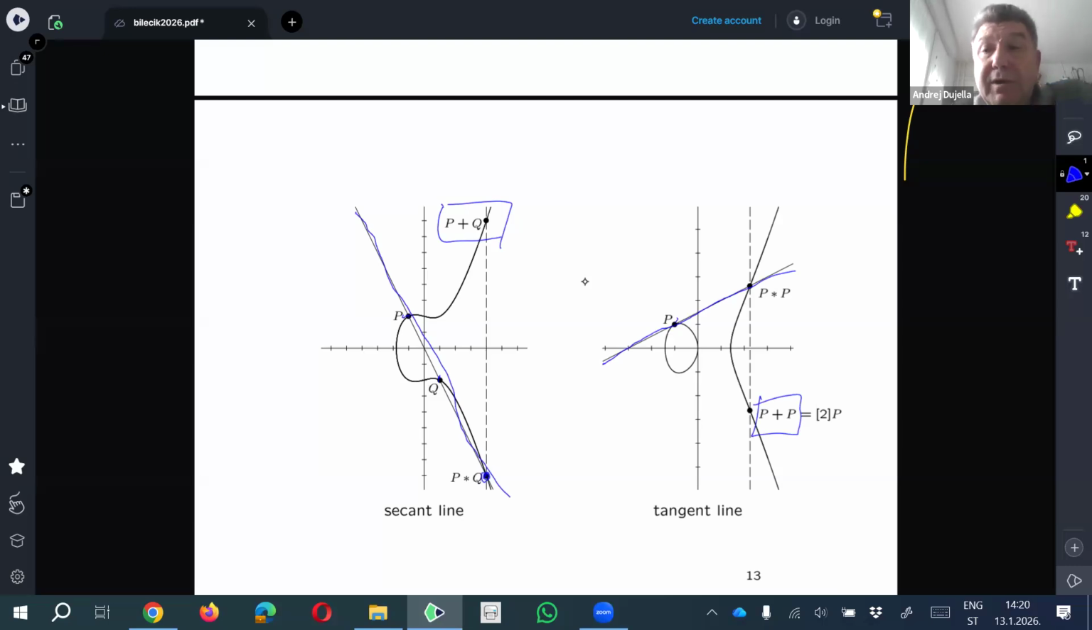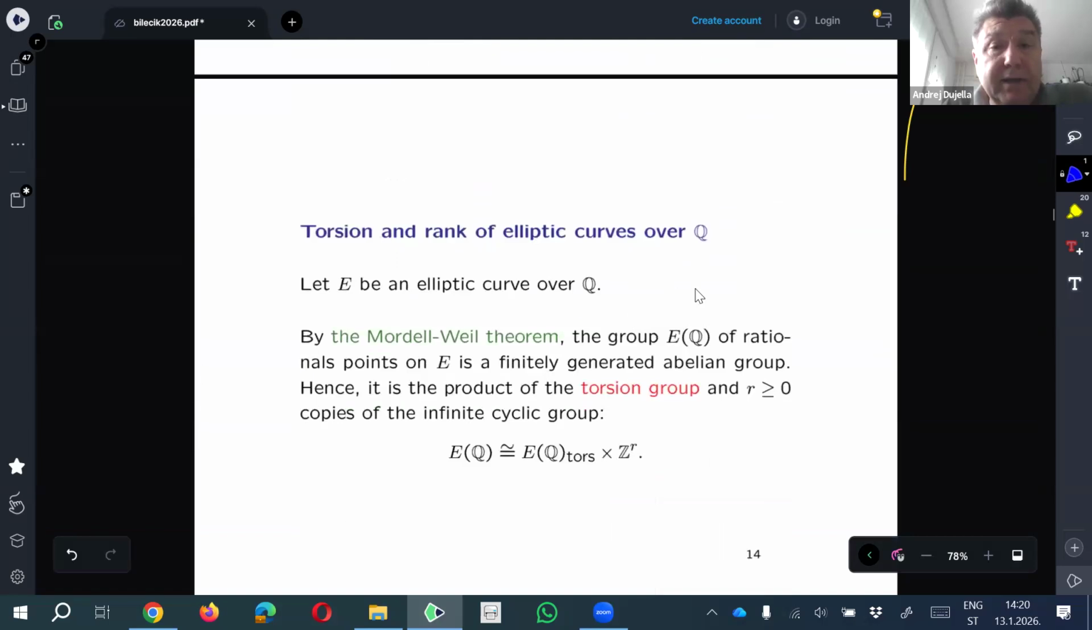And similarly, if we want to add a point to itself, then we draw the tangent line through the given point, and again we may expect that in the general situation this tangent line intersects the curve in one additional point, and the opposite point is defined as P plus P or 2P, and it can be shown that this gives an addition which satisfies the conditions of an abelian group, not only over reals but over any field. And as I already mentioned, I will be mostly interested in elliptic curves over rationals.